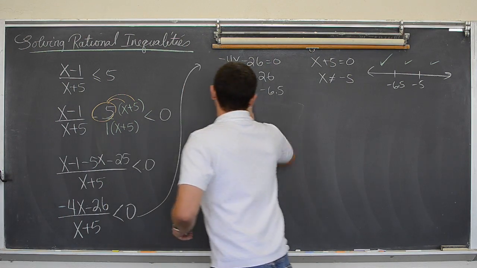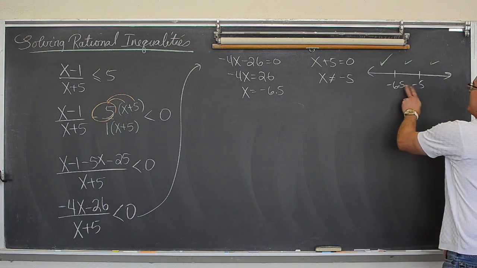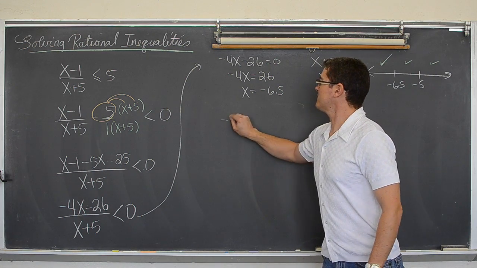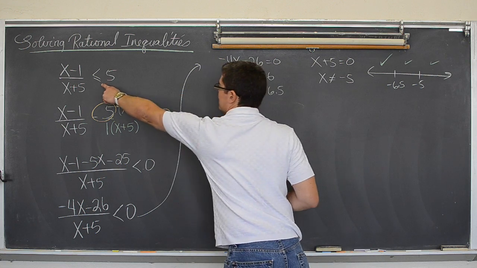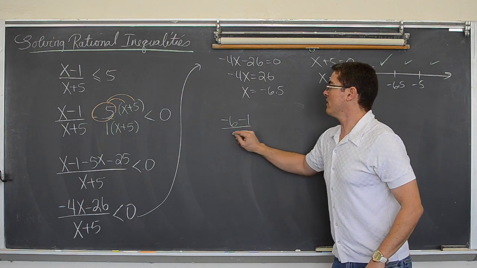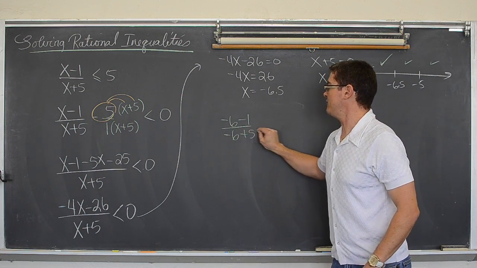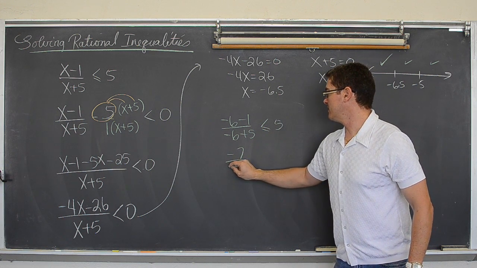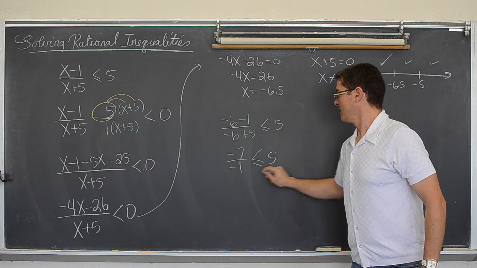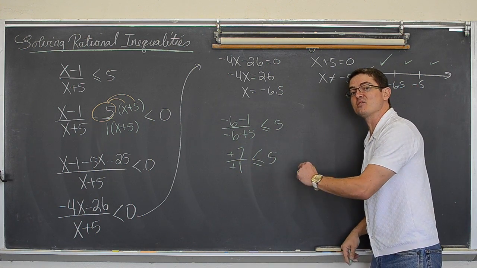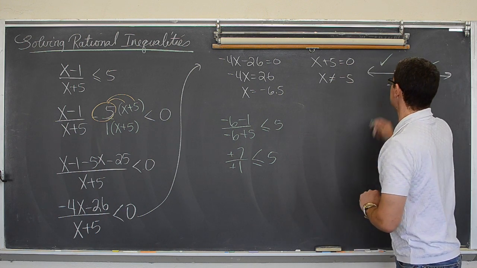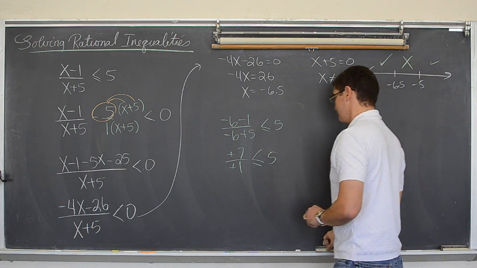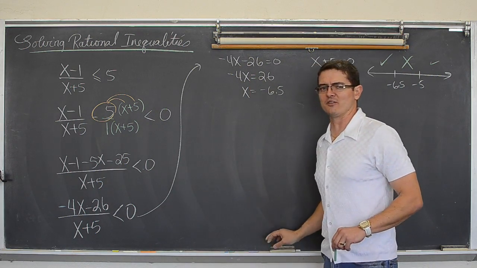Let's try a number that is between negative 6.5 and negative 5, like negative 6. So negative 6 minus 1, again back to the original inequality, over negative 6 plus 5 is less than or equal to 5. That's negative 7 over negative 1. And last time I checked, 7 is bigger than 5, not less than 5. So this center section, what I just used was the negative 6, that did not work. And I have a feeling the last interval is going to work.